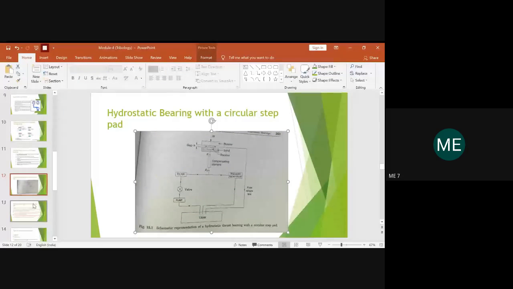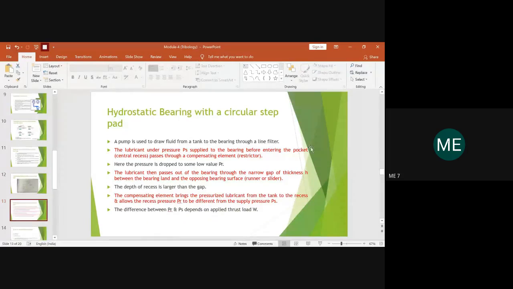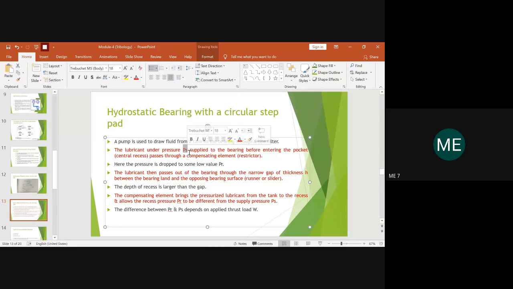So now you have to know some terminologies exactly. So now you know that a pump is used to draw the fluid from tank to the bearing through a line filter. So the lubricant which is under the pressure due to external pump is being termed as P suffix S. I have just written S here, it is P suffix S. So this will be nothing but the pressure supplied to the bearing before entering the pocket or the central recess. So this is the recess.